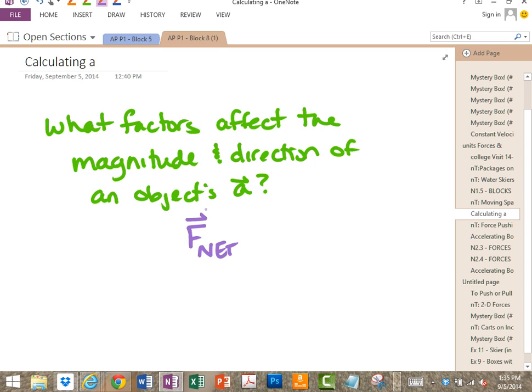What else might affect the acceleration of an object? You don't get to talk anymore because this is like the Daniel show. I want more people to play. I want you to think, guys.